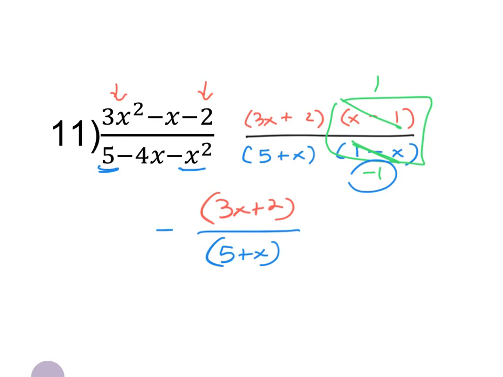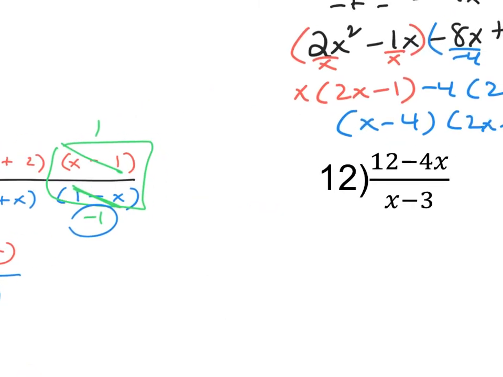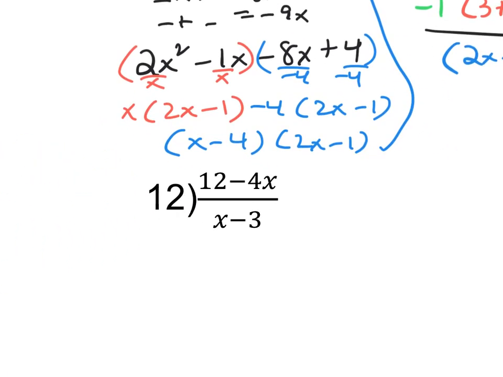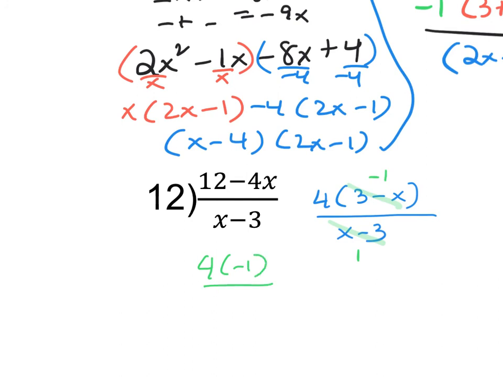Number 12, I only need to factor the numerator. I can pull out a GCF of 4. And again, be able to recognize that these will cancel, and this becomes a -1 and a +1. So now I'm left with 4 times -1 over 1, which is just -4. 4 more examples and we're done. So just lots of practice.